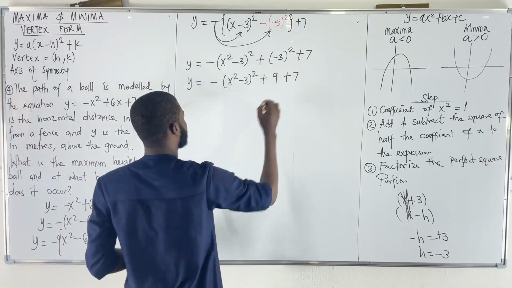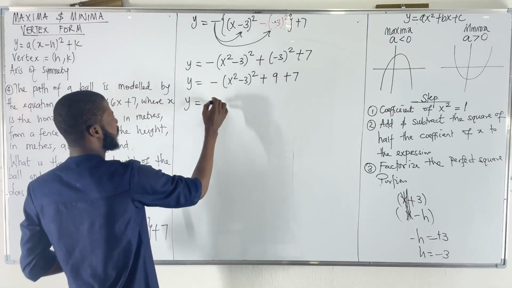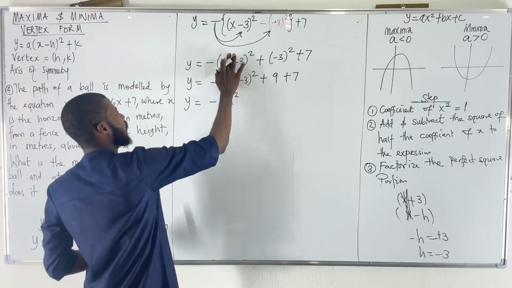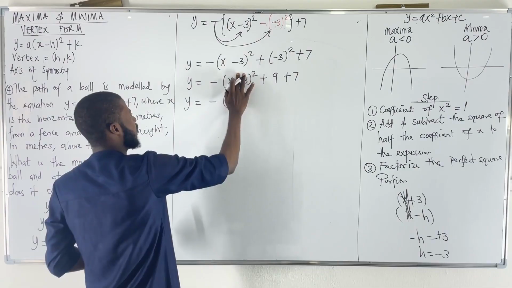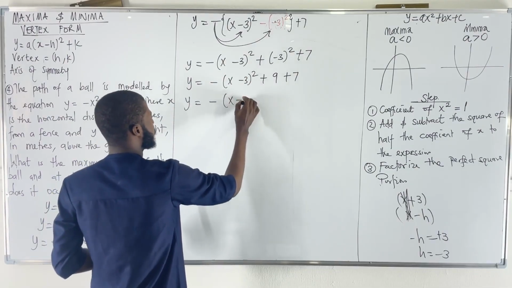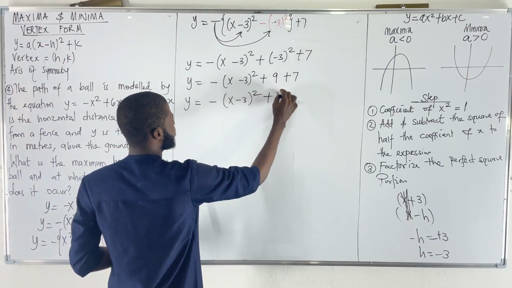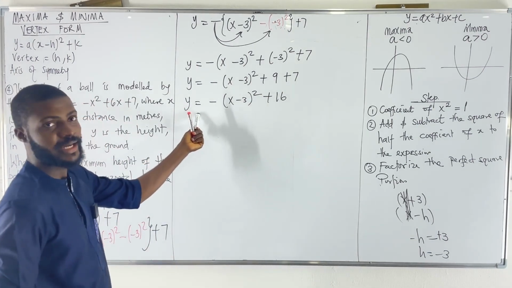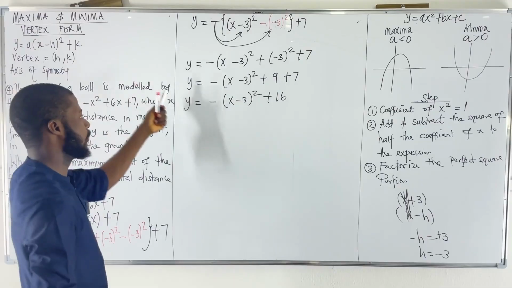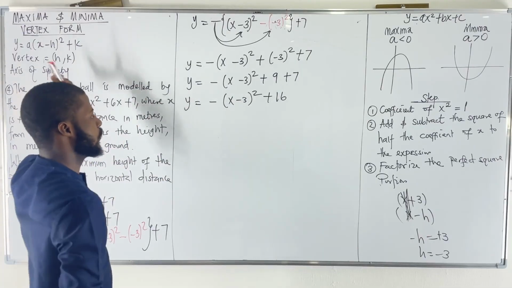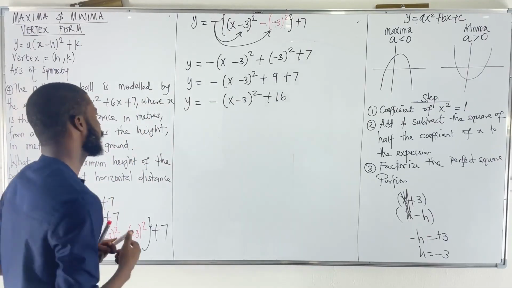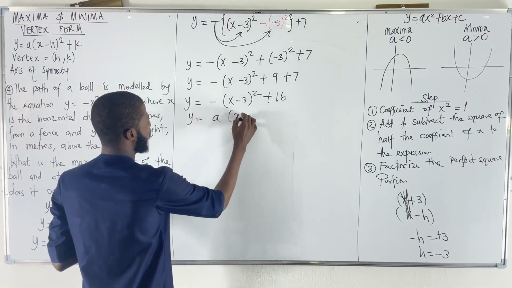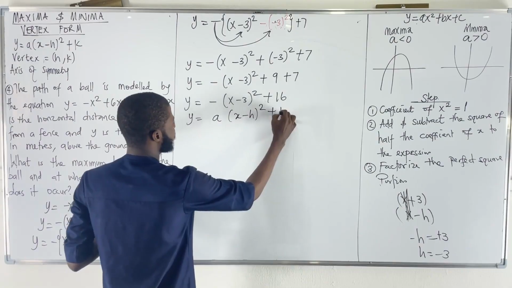And then plus 7. So this is y equal minus s. Hold on. Why am I putting square here? Sorry, there shouldn't be a square right here. S minus 3 squared, and then plus 16. So this right here is my vertex form. What I've just done is to write this in vertex form. So that's just it. So this is now y equal a into x minus h squared plus k.